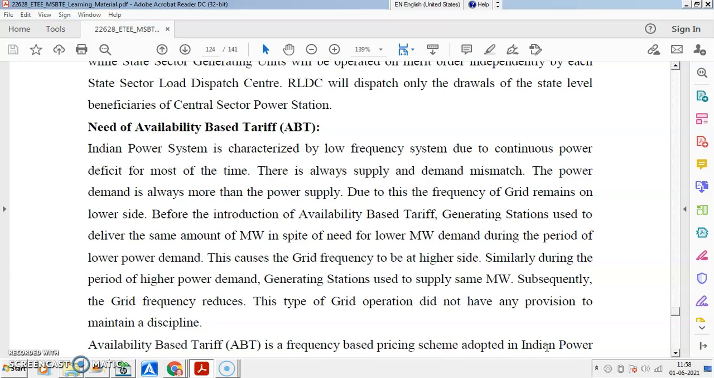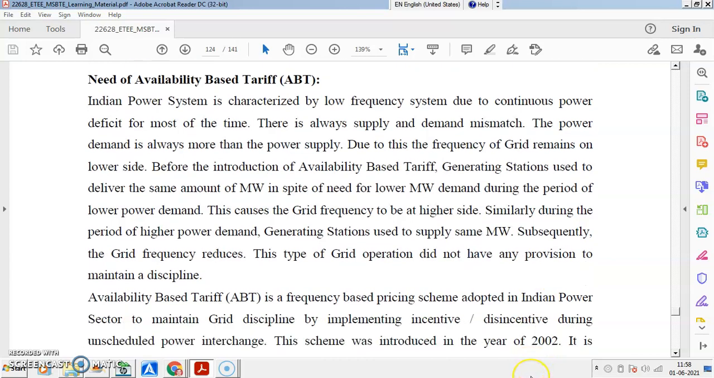So this grid maintenance is done by RLDC and SLDC under the guidance of the Central Electricity Authority, which is CEA. So availability based tariff is a frequency based pricing scheme adopted in the Indian power sector to maintain grid discipline.